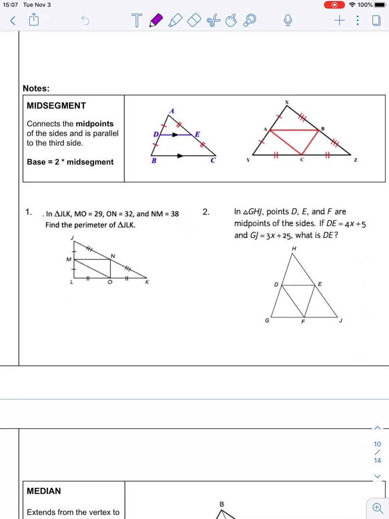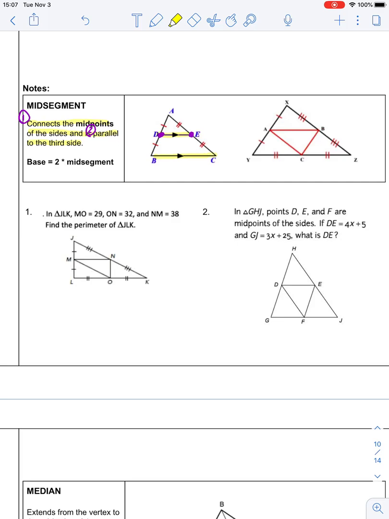So first, the mid-segment. A mid-segment connects the midpoints of the sides. It does two things. It connects the midpoints of two sides of a triangle, and it is parallel to the third side. So what that means is that D is the midpoint of AB, E is the midpoint of AC, and you can see that those are marked as congruent to each other. And then these two sides are parallel.